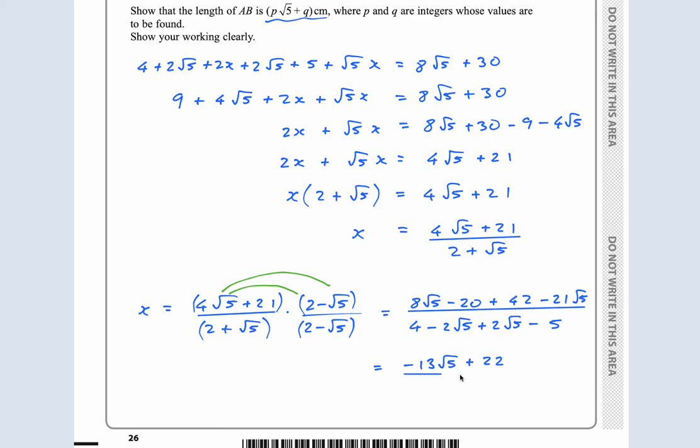And then the denominator is, and this is why you multiply by the conjugate, these two cancel, and it's just 4 minus 5 is minus 1. And then finally, this time, because I'm dividing by minus 1, I can change this into 13 root 5, because minus over minus is positive, and positive over minus is minus 22. And that, thankfully, so I don't have to do it again, is the correct answer.